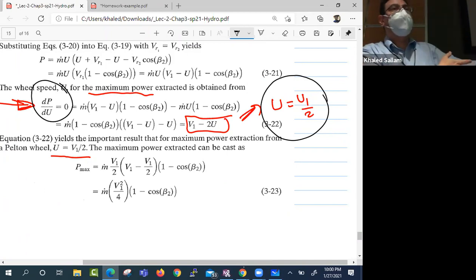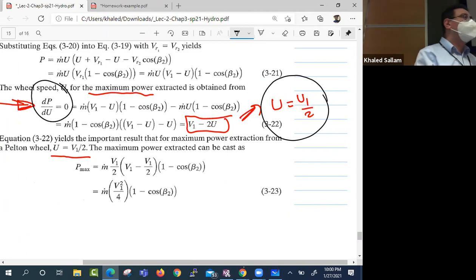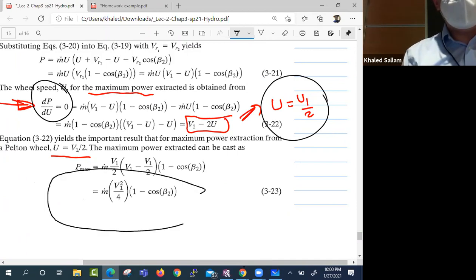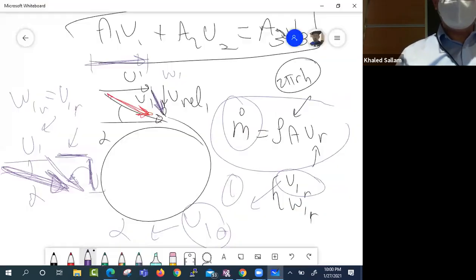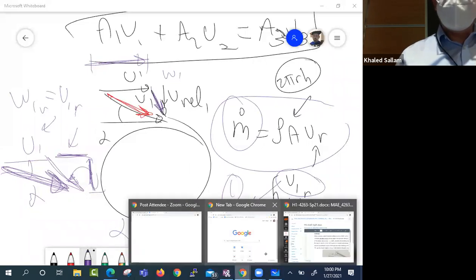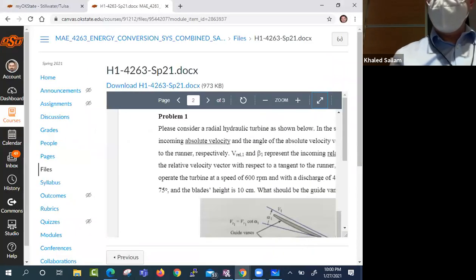So not maximum V1 and not 0. If you make the plate move with half the velocity of the jet, you get the maximum power. And this is the maximum power. What did he do? He just substituted U equal V1 over 2 and he wrote the equation again. Does this make sense? So in the homework then, in the homework.